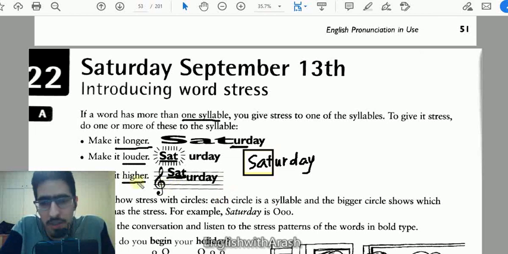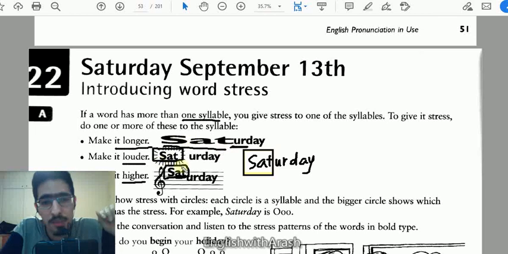Saturday. That was number 3. So you have 3 ways to stress your syllable. My favorite way is this one and this one. I don't usually make it very long, but sometimes I use this one too. So it's good to know the 3 ways.